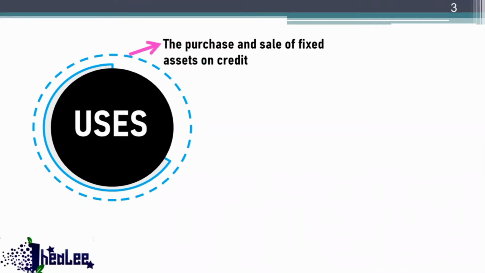If you have purchased or sold a fixed asset and the payment was made, whether it be by cash or by check, then the recording would not be done in your general journal, but in your cash book. So only if you have purchased or sold the fixed asset on credit, then that will be recorded in your general journal. Another use is to record the correction of errors.